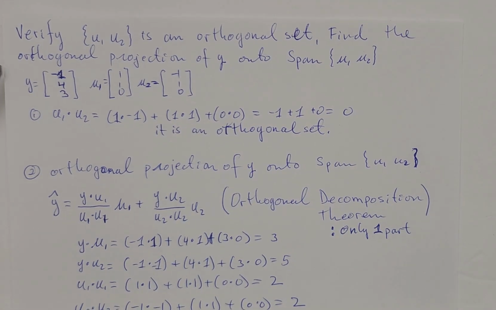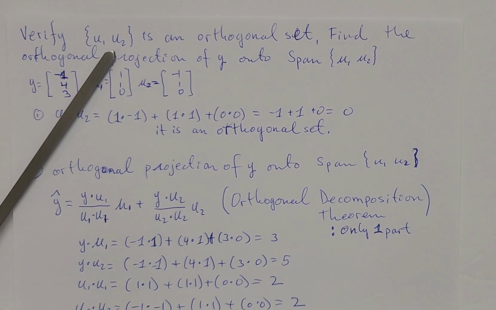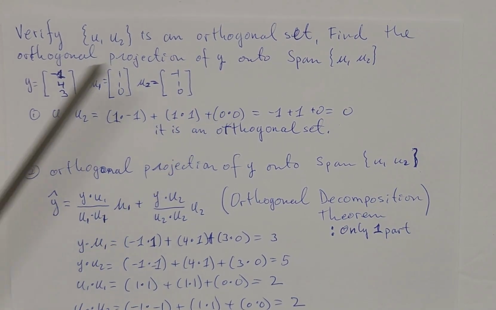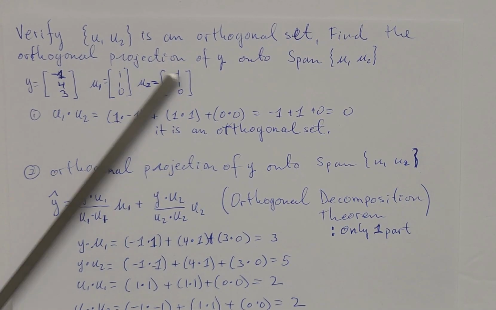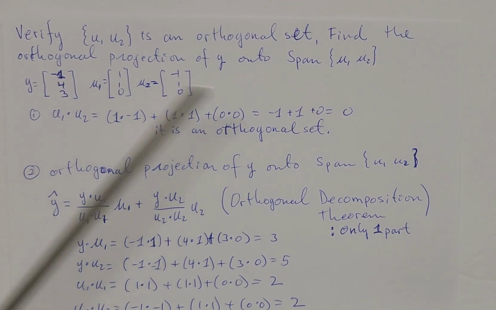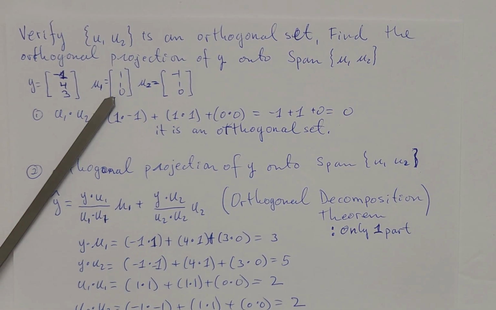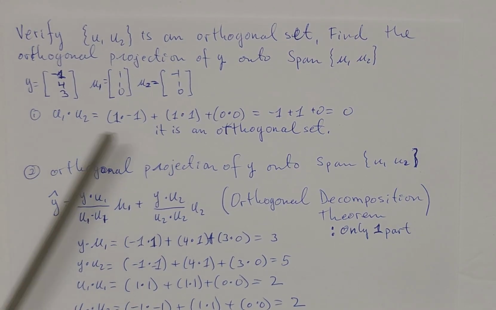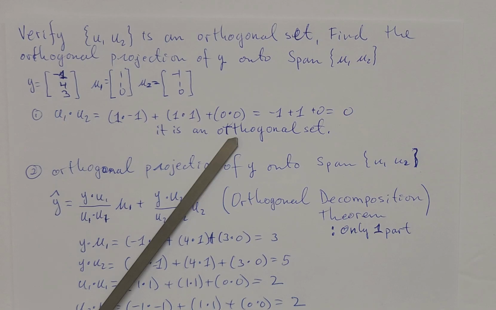This lesson is verify U1, U2 is an orthogonal set. Find the orthogonal projection of Y onto span U1, U2. So here's Y, this is U1, and this is U2. First, we need to find, is it orthogonal?